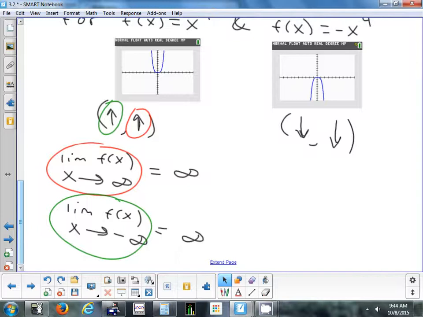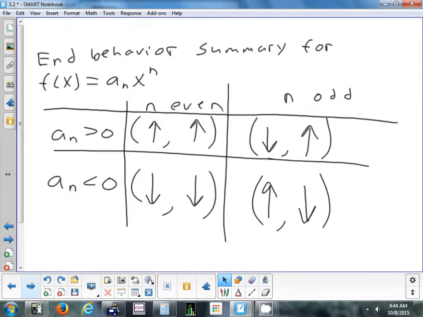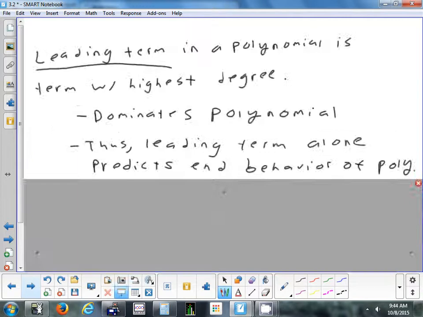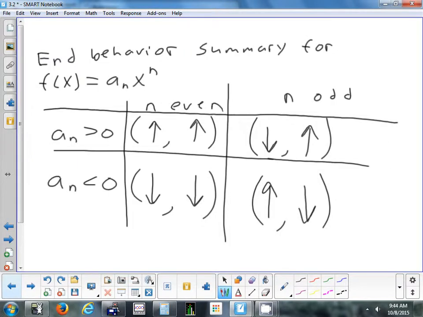Okay, and really, we can figure out what the end behavior is without even graphing it. All you have to do is look at two things. One, look at the highest degree term. Look at the exponent. If it's even or if it's odd, that basically tells you if they're both going to go up, both go down, or one of each. Then look at the coefficient in front of that term.